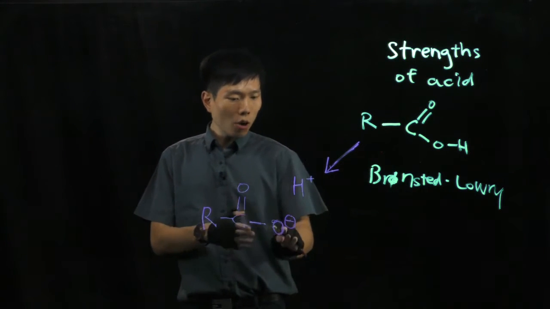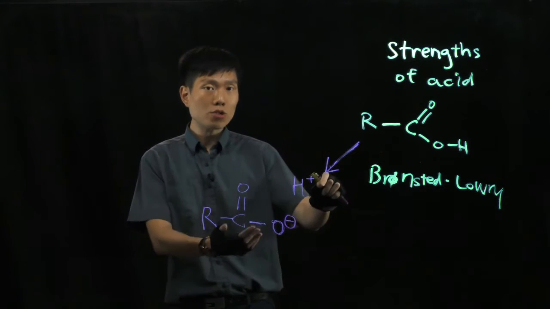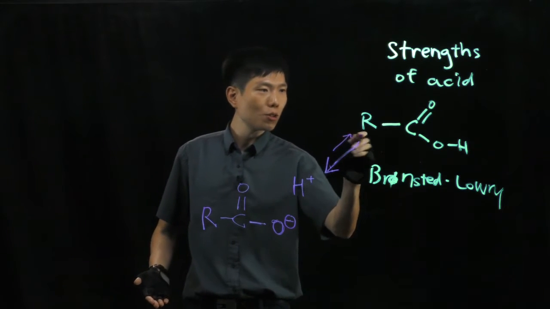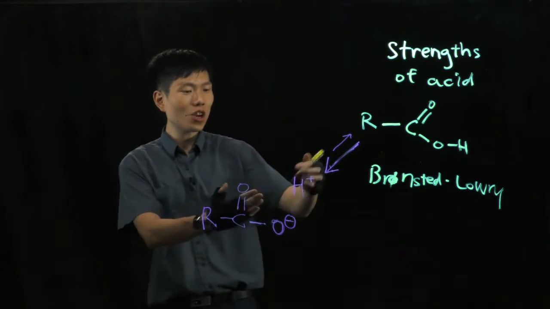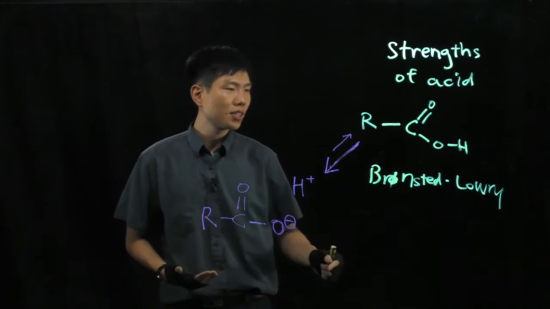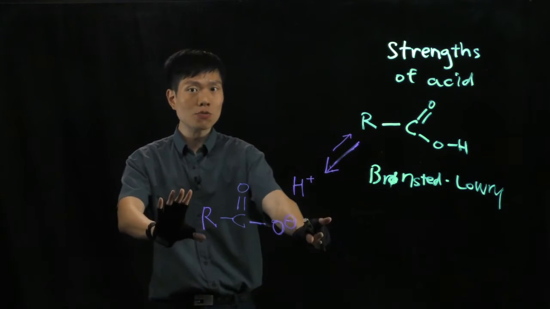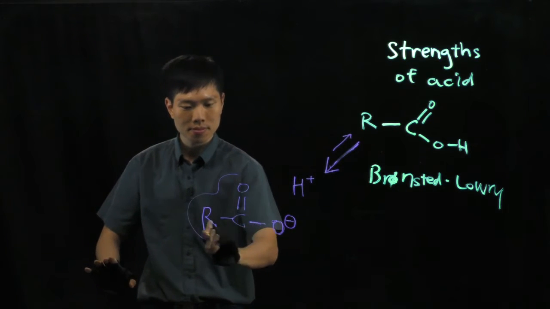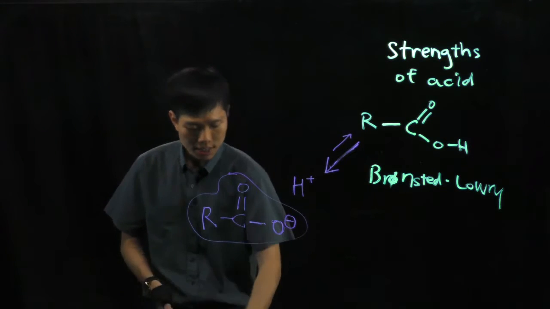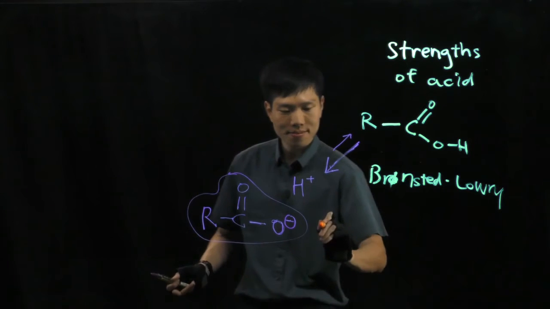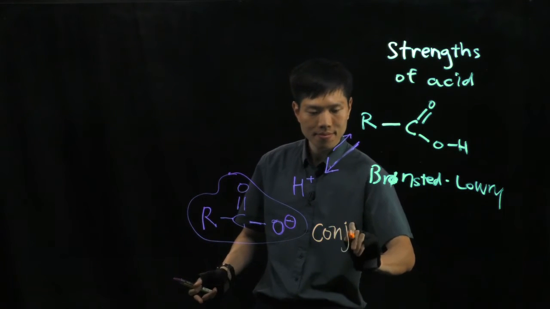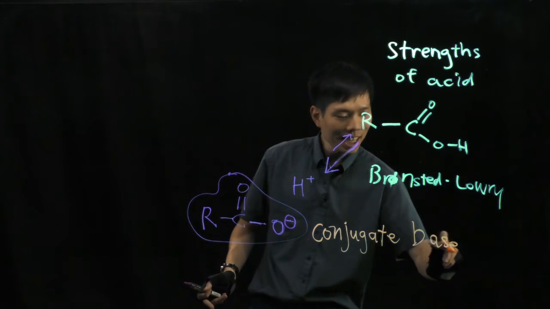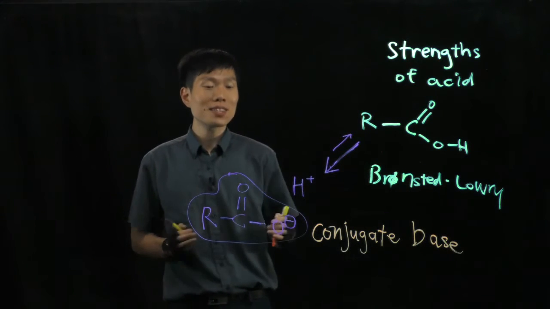Since we know that the O minus and H plus can be attracted to each other, then we can assume that this can go back to the original form, isn't it? Because there's charge attraction, there's also bond formation. So what makes it stay at this position will be how stable this fragment is on its own. And we call this the conjugate base. So it's very important to understand the idea of acid and the conjugate base theory.